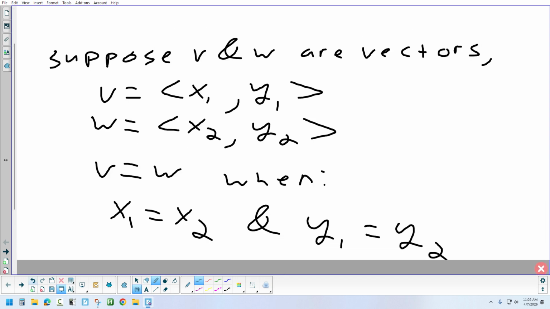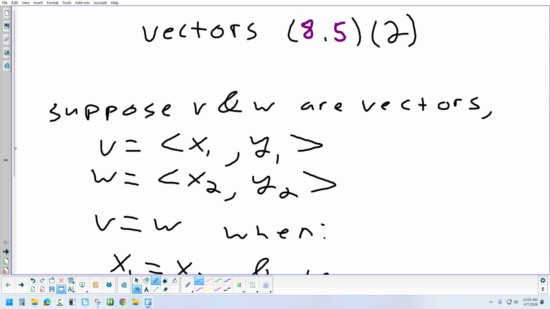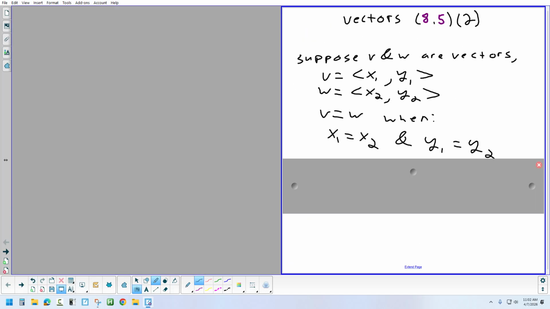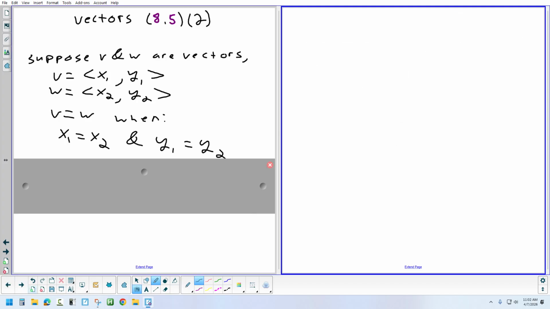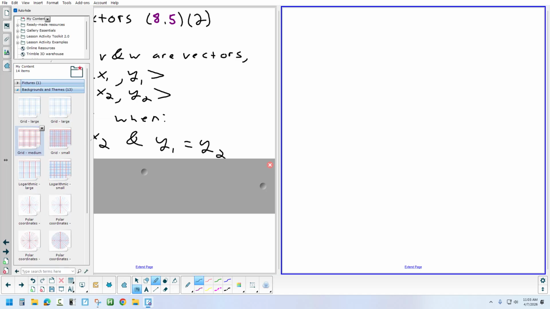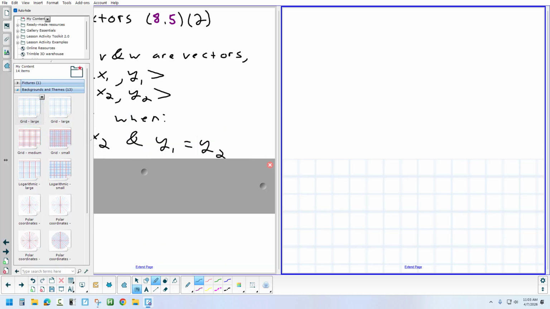So if you have two vectors, they would be equal to each other when the horizontal components are the same and the vertical components are the same. So what that means is when you draw them, they don't necessarily have to be in the same spot. Right? They don't have to have the same initial and terminal points. So take that grid.